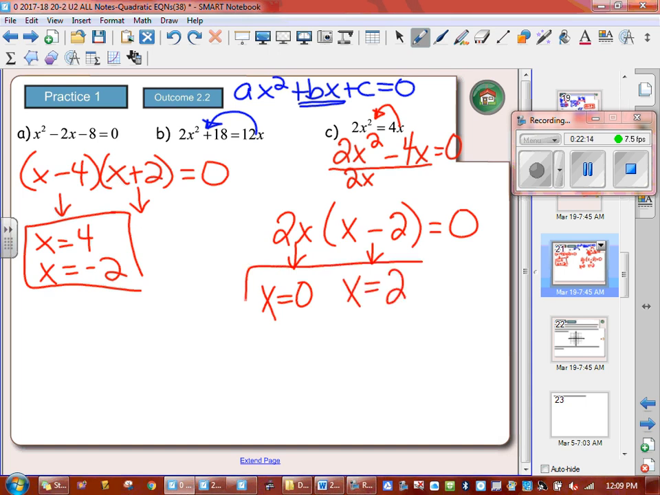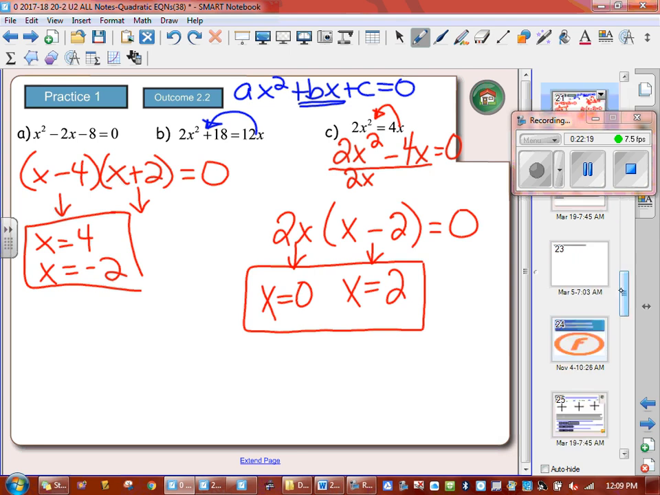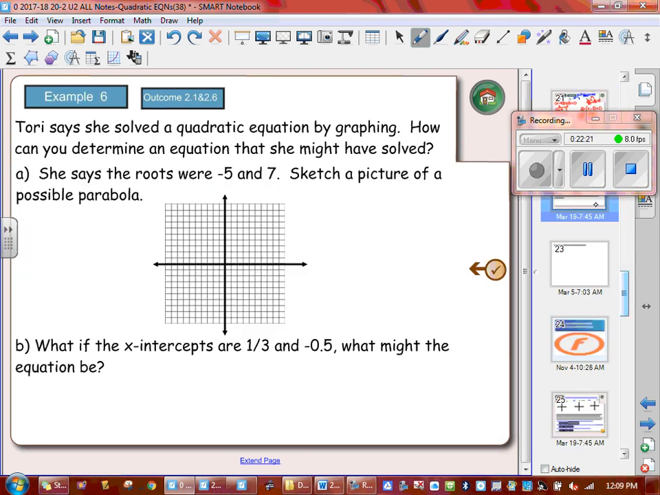The next question is showing you an example of a quadratic. She says she has answers of negative 5 and 7. Well, that means literally you go to negative 5 here, positive 7 over here, and that is where they will touch on the graph. Now, a possible parabola. We don't know if it's an up parabola or a down parabola, so I'm just going to draw one that goes up. You could have also drawn one that goes down, so either one is correct. Okay? Those are your solutions.